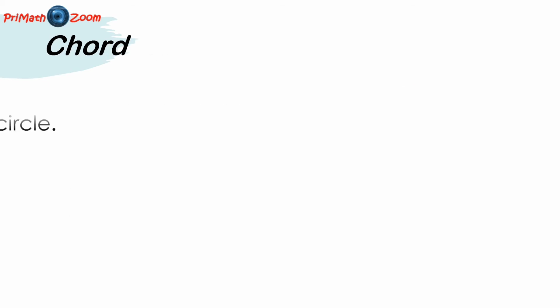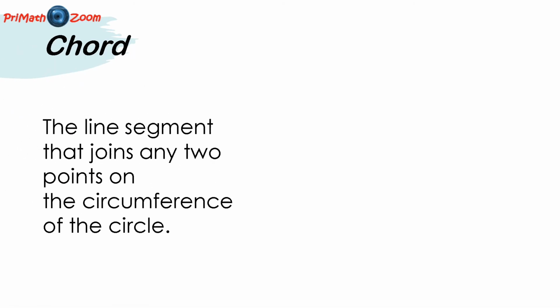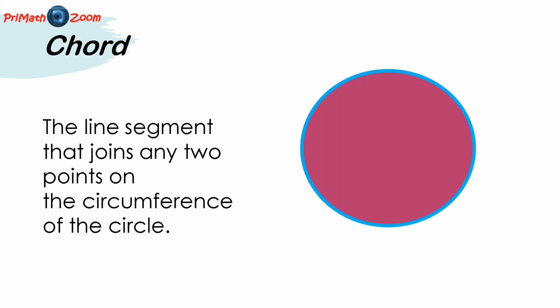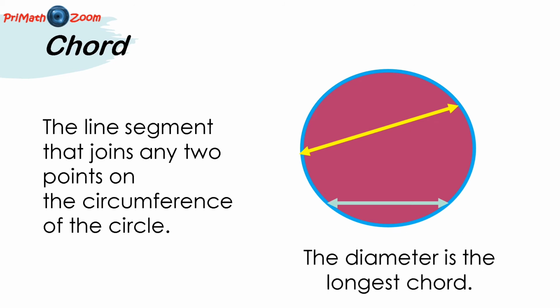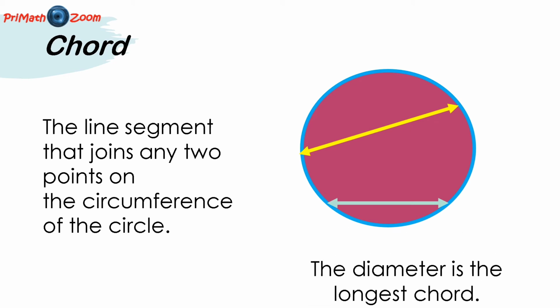We have the chord. The chord is the line segment that joins any 2 points on the circumference of the circle, like this. Right, that little blue line there represents a chord. That is also a chord, but you must note that the diameter is the longest chord. Yes, the diameter is also a chord because it joins any 2 points on the circumference.